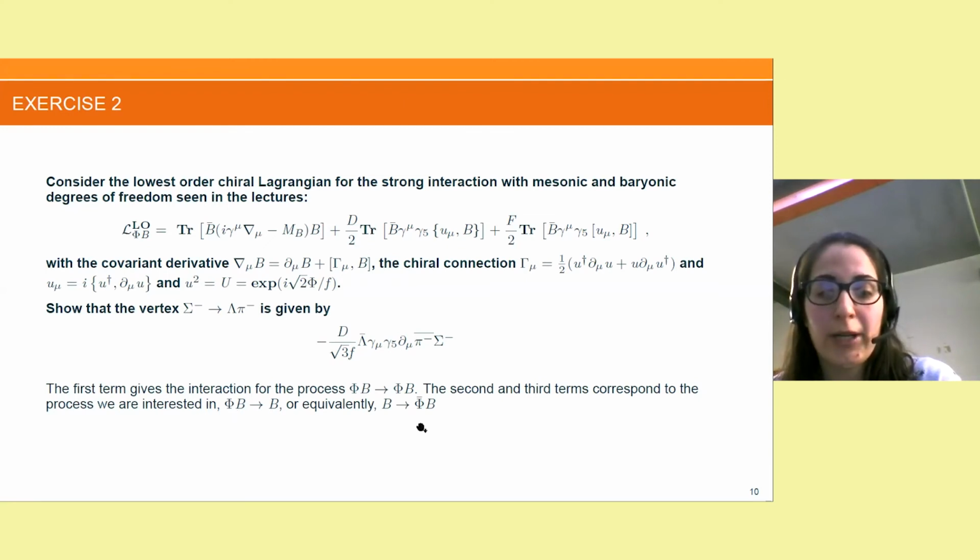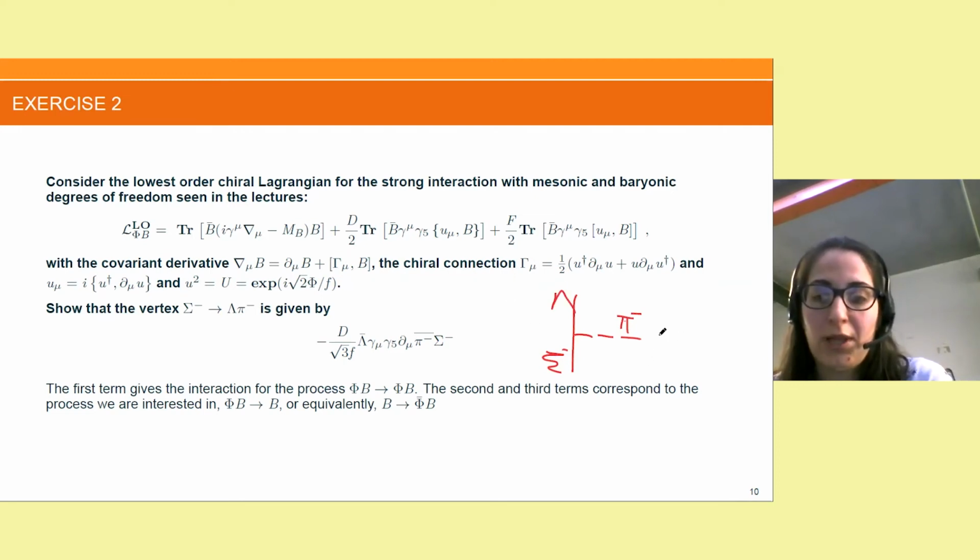A meson and a baryon going to a baryon is the same process as a baryon going to the anti-meson and the baryon. We will see that these two terms contribute to this vertex that we would need if we want to compute, for instance, this kind of vertex: sigma minus going to a pi minus and a lambda. It's this vertex here that we want to calculate.